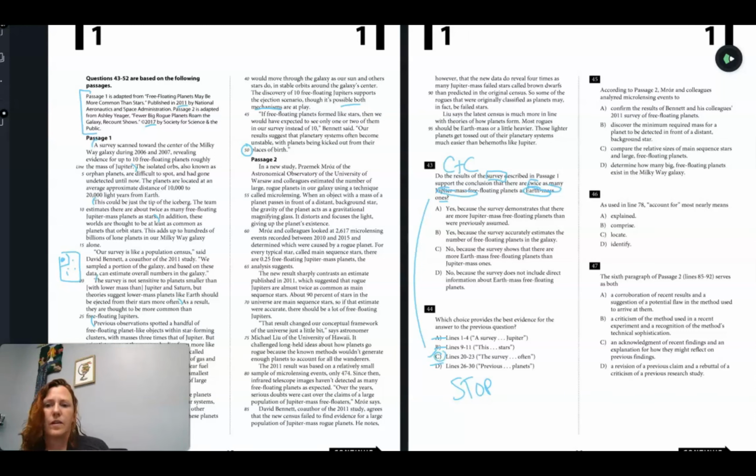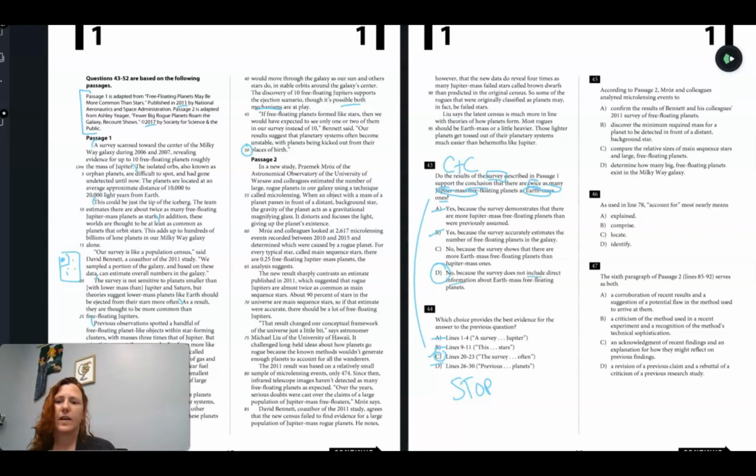Notice that it says the survey is not sensitive to smaller planets, but theories suggest there might be more Earth than Jupiter. But that's not conclusive. We're looking for something that concludes it, so it's going to be one of my no's because the survey is not sensitive to it. No, because the survey shows that there are more Earth mass planets than Jupiter mass, not necessarily. No, because the survey does not include direct information. So this is what we're looking for. Because the survey is not sensitive to it, it does not include direct information.